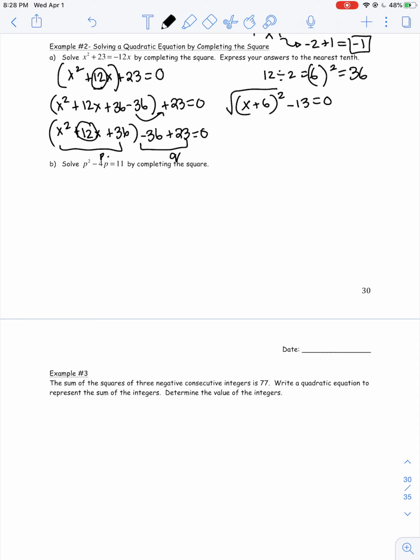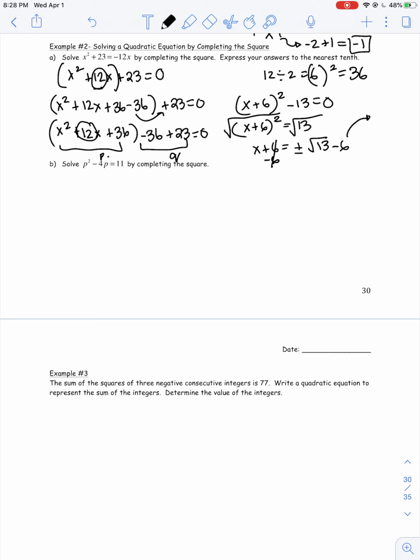Now we're going to have to square root both sides. Oh, actually, before we do that, we do have to move that q over to the other side. So that's going to be x plus 6 squared equals positive 13. Then we're going to have to square root both sides. And whenever we square root, we have to remember to do plus minus square root of 13. That's not a nice value, so we'll leave it as it is right now without going to our calculator. And then we're going to subtract 6 on both sides to get x by itself.